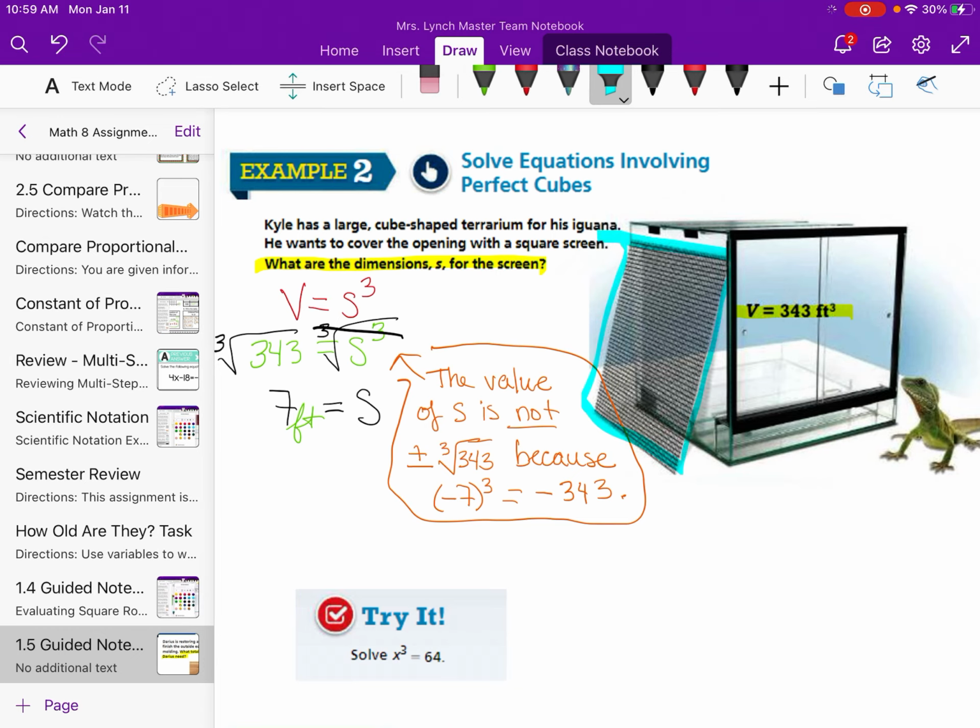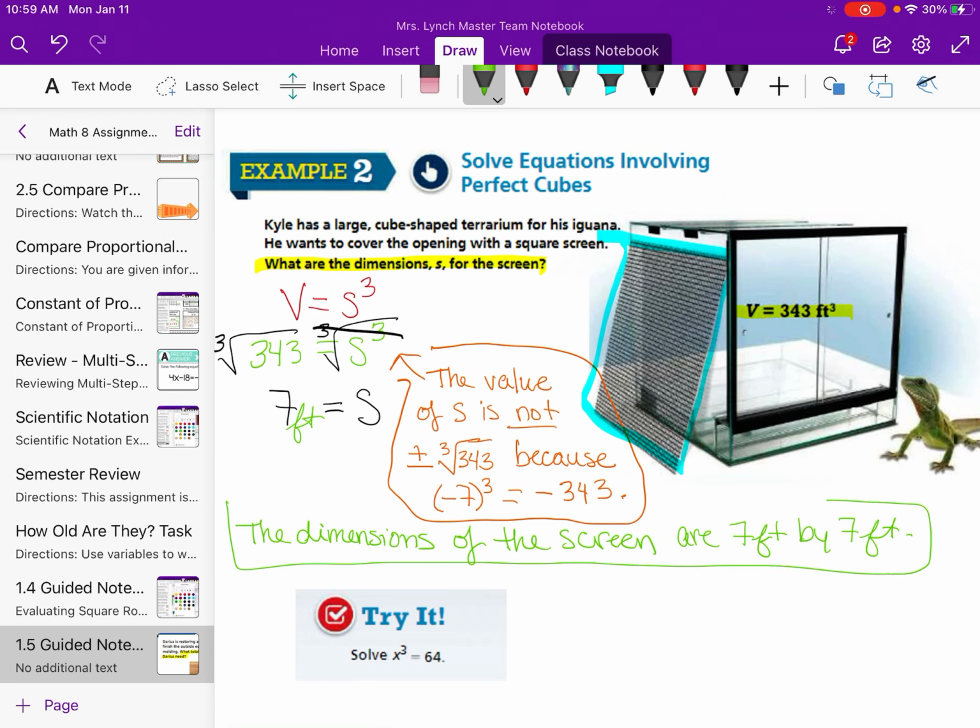So this screen right here, which is a square, that means the dimensions of the screen are 7 feet by 7 feet. So this is what we were trying to answer.